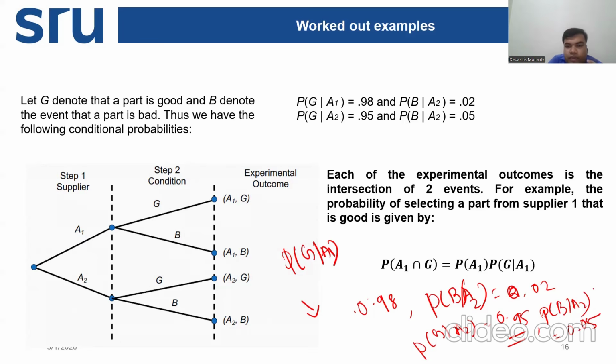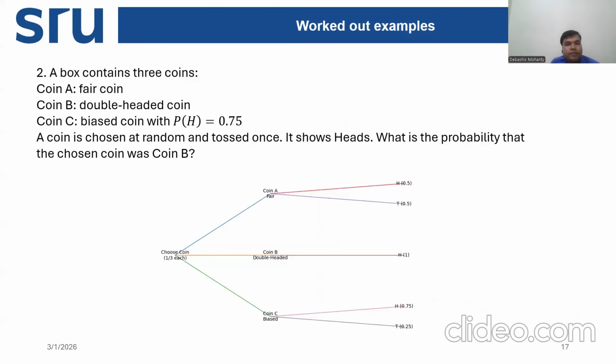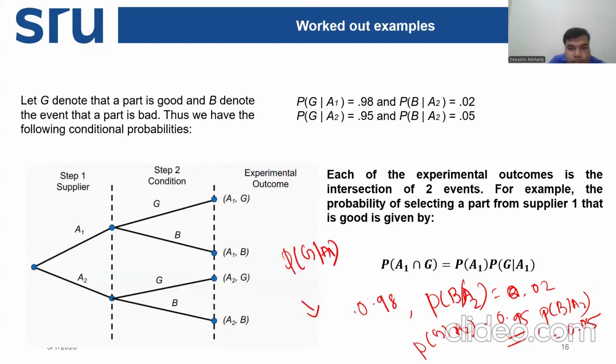Okay, in each experiment we are finding there, the outcome is two events. So here you can see the connections: here it is A1G, here it is A1B, here it is A2G, here it is A2B. Okay, students, so that we need to apply here to find that.